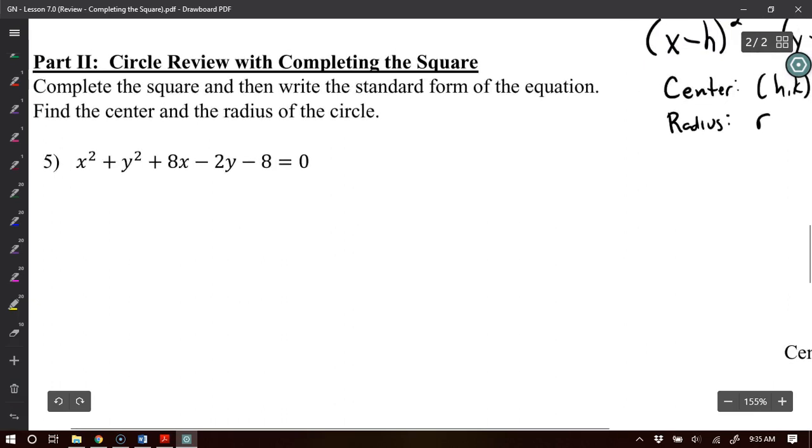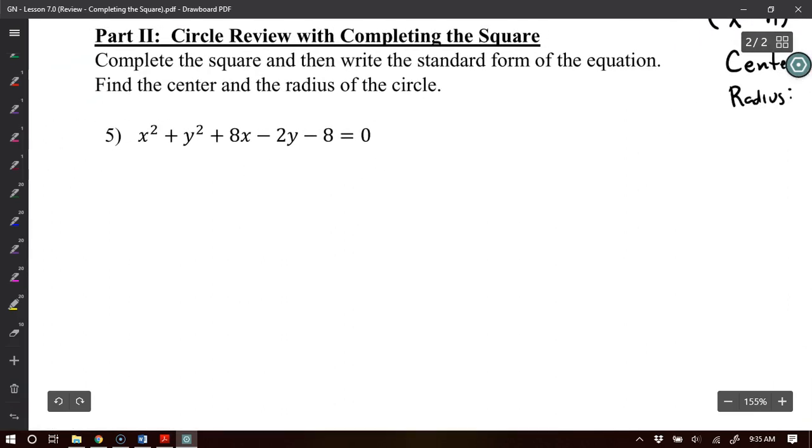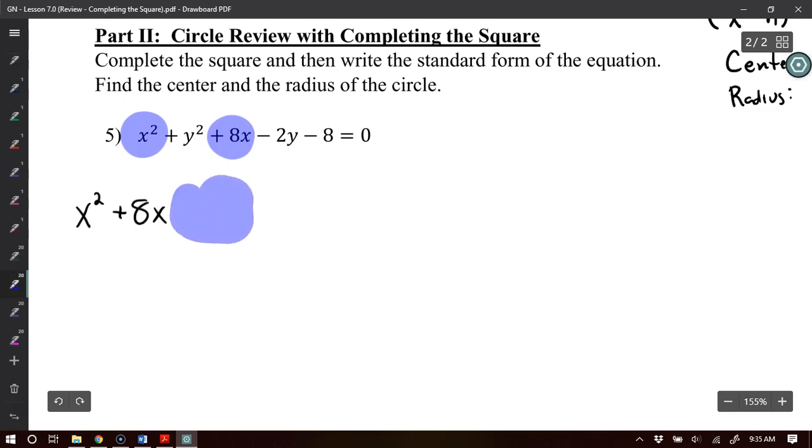So if I look at number 5, what I'm going to do is look at what I have in common. This x squared can go with this 8x. And so I'm going to write that down. I have an x squared. I have a plus 8x. And just like we've done before, I'm going to insert a placeholder.